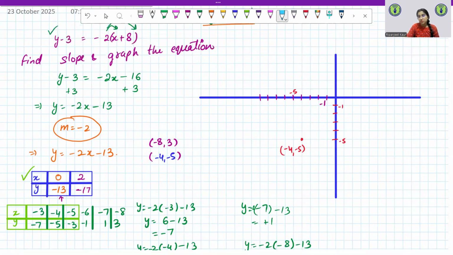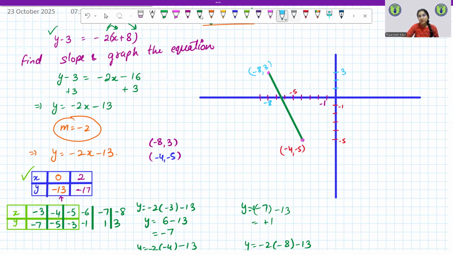So 1, 2, 3. So this is 3. And this is 8: 5, 6, 7, 8. So this is -8. So -8, 1, 2, 3 here. Here is the point which is -8, comma 3. So just in a small space, it's easier to plot the line. The line was here, the point was here, and the point was here.